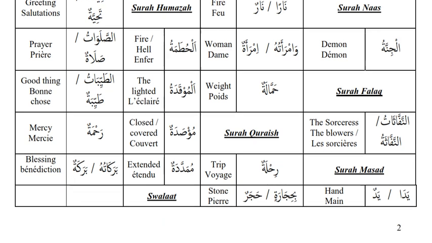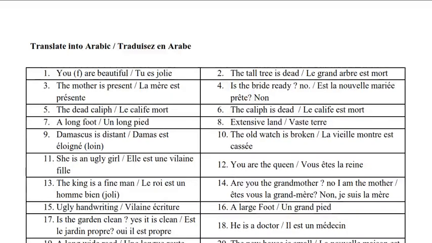So let's move on to the work. We have the first one to translate into Arabic. You are beautiful. You, feminine, that is you, anti. I'm going to do one or two for you, and then you have to do it. Anti, are beautiful. Jamilatun. Anti jamilatun.